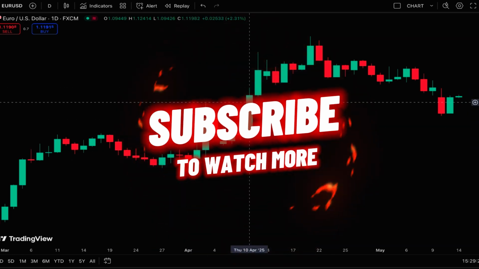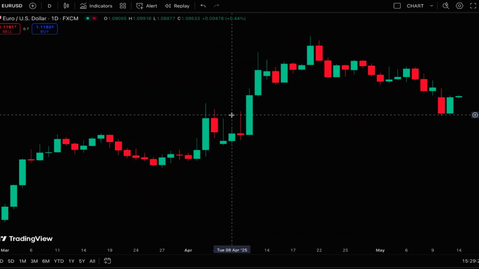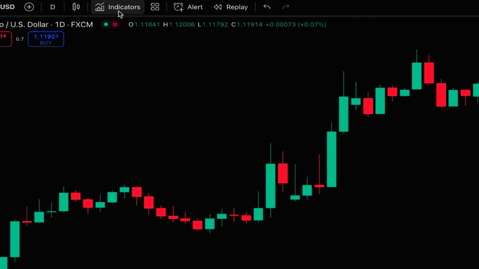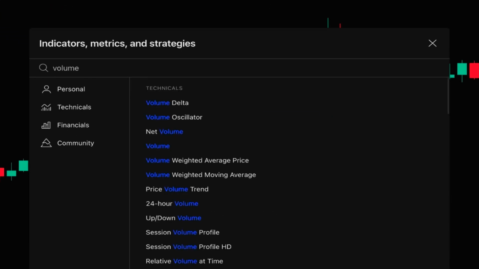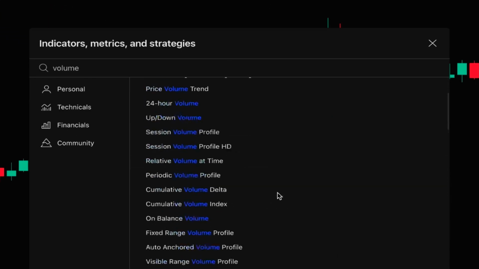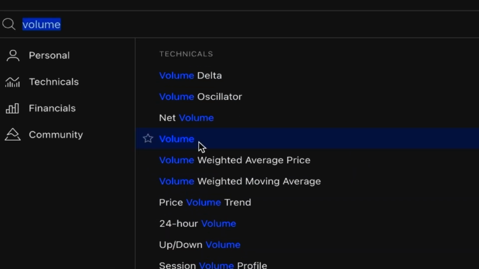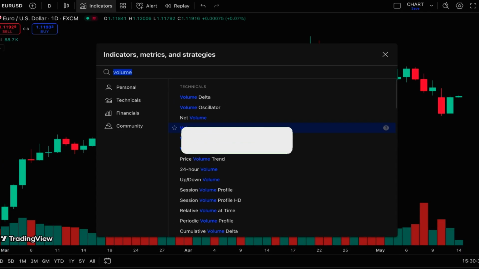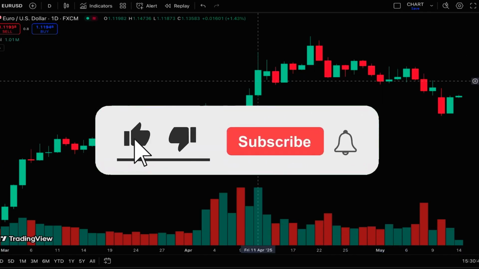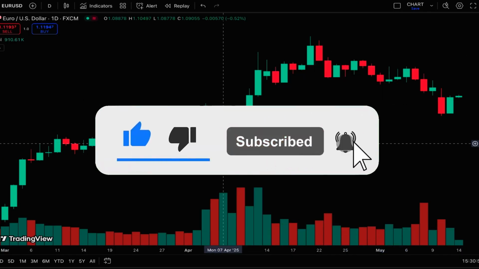When you open your price chart, you need to add a volume indicator. On TradingView platform, here you just need to click on indicators, and when you search volume, you can see that there are lots of volume indicators. For now, I just add this one, the simple volume indicator, and then I will introduce two of the best volume indicators that you can use in your trading strategies.